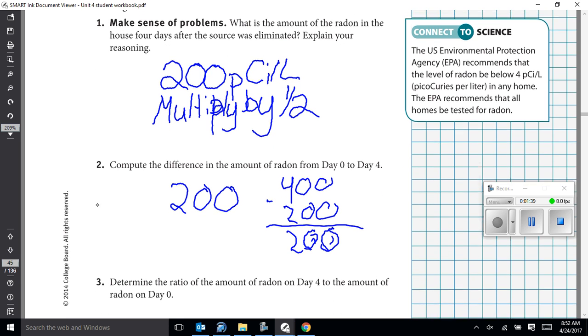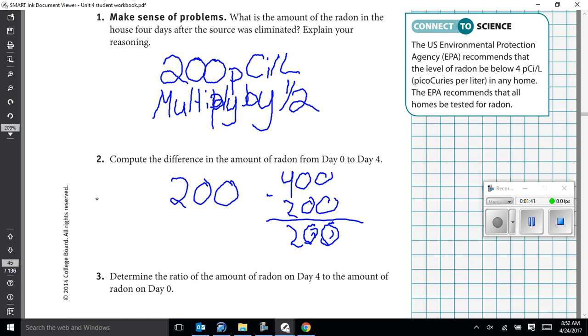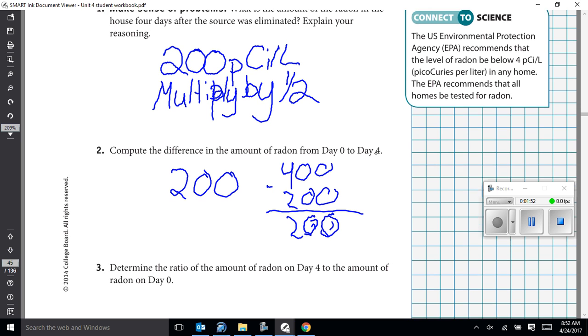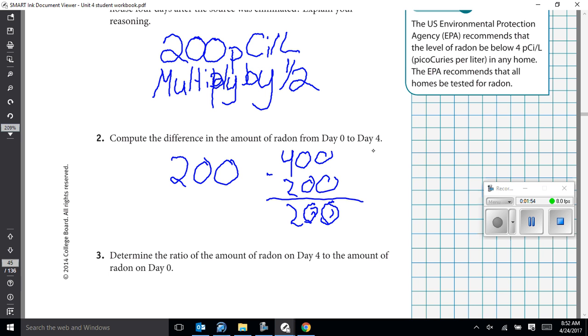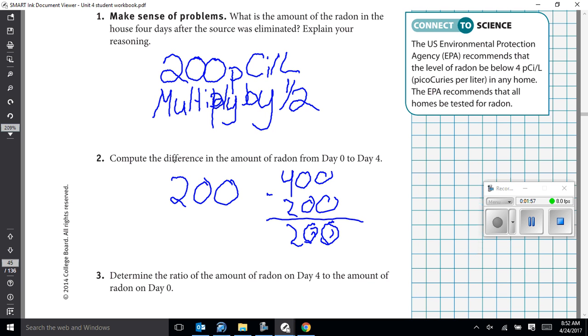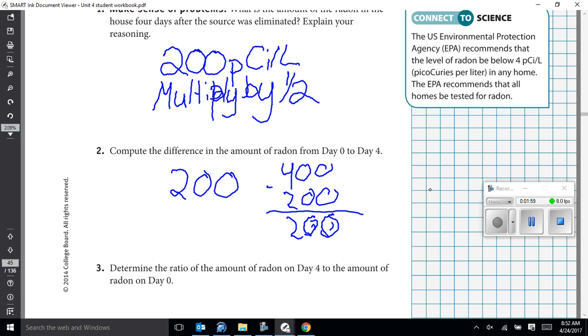Right, so number 1, multiply by 1/2 because we said that the half-life was 4 days. So after 4 days, we have half the amount left. So we have 200. Anyway, so compute the difference. Difference is the keyword that means subtract. So 400 minus 200 is 200.